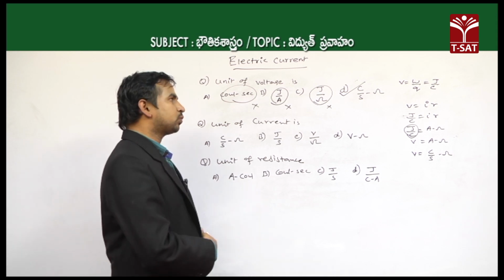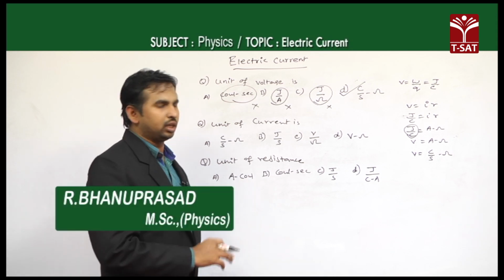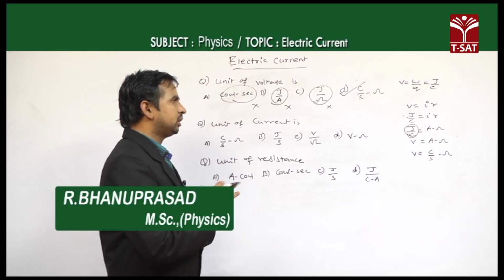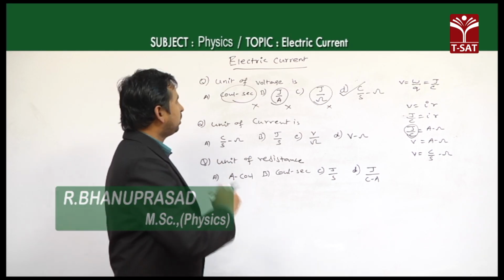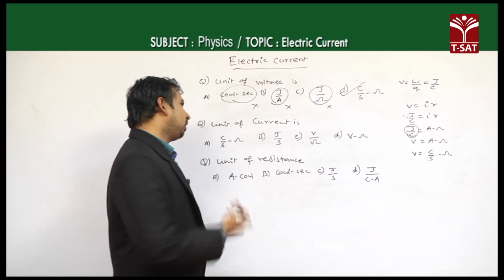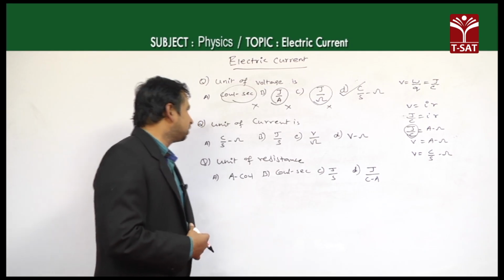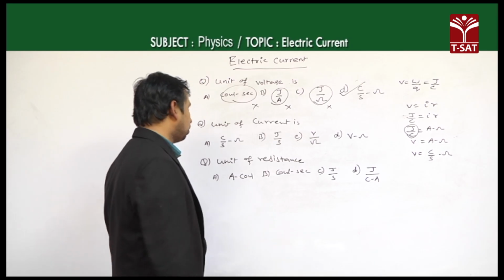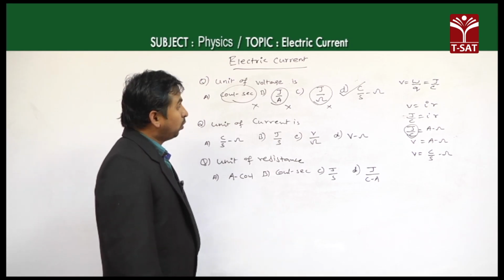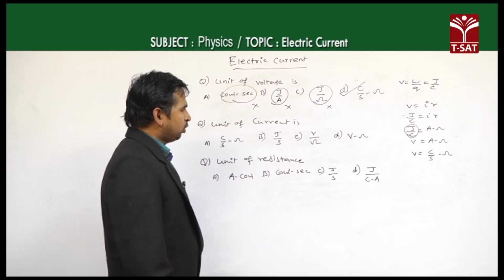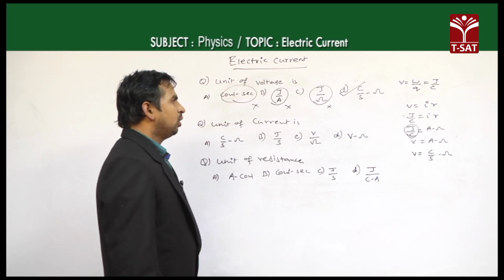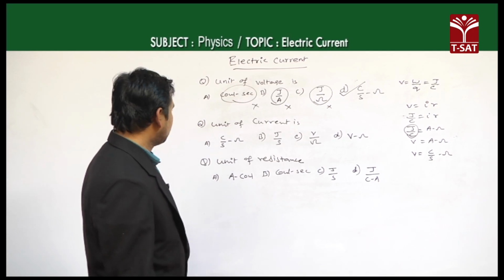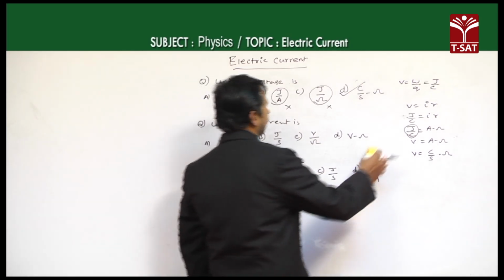Here the voltage formula we are taking is V = IR. From that we can conclude the unit of voltage here is C/S ohm. Then in the second case, which is about current, the unit of current is given as C/S ohm, joule per second, volt per ampere, volt per ohm, and volt ohm. This time we are taking the case of current I.